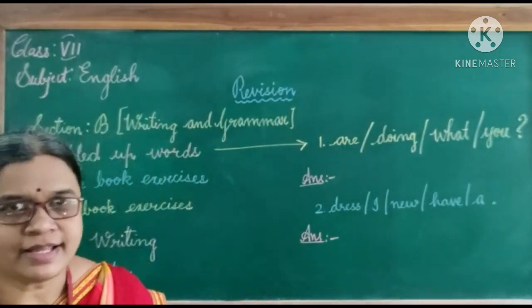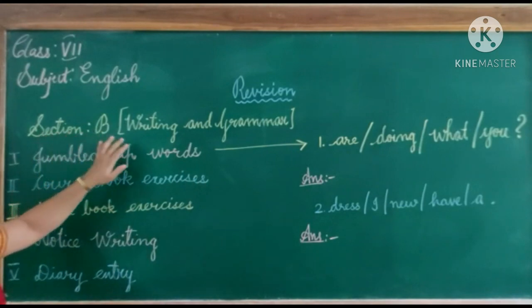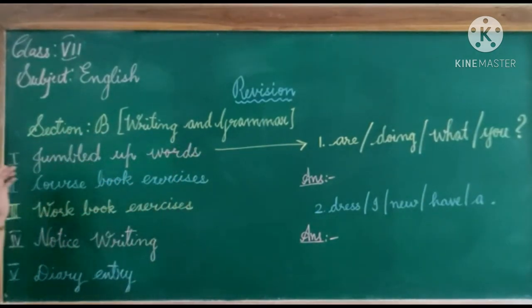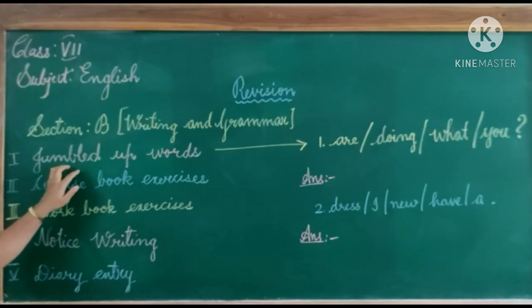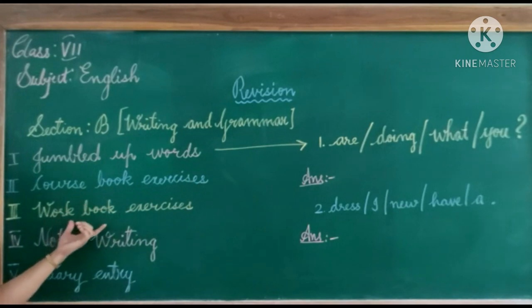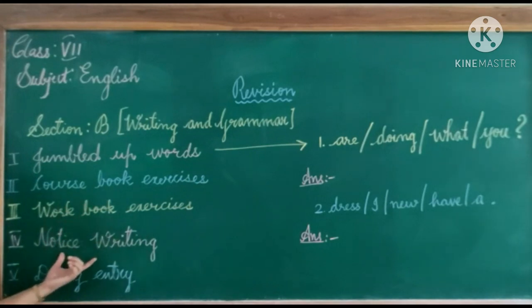Today we will start the second section, that is section B, writing and grammar. In this section we have 5 bits. The first one is jumbled up words. Next, course book exercises. Next, workbook exercises, notice writing and diary entry.